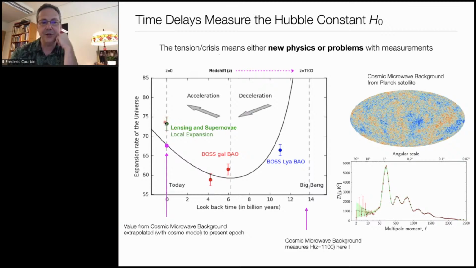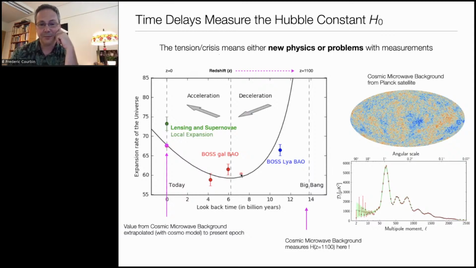Everything is at low redshift. Even high redshift supernovae at redshift 1, 2 are still very low redshift. So that's a measurement in the late universe here. And you can measure this with Planck. With Planck, you in fact measure H of z equal 1100, and then extrapolate it back with a cosmological model to redshift 0. And if you do this, you fall here. And these two points are not compatible currently. So that's the Hubble tension.